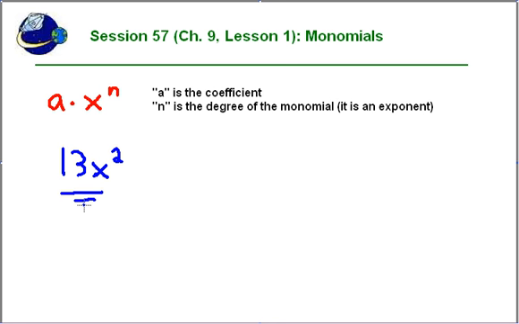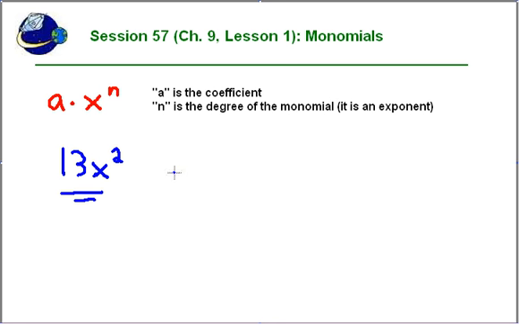What is the degree of this monomial, 13x squared? Well, the degree is represented by our exponent for our x variable. Our exponent is 2, so the degree of this monomial is 2. So this entire chunk here, 13x to the second, together as a group is referred to as a monomial.